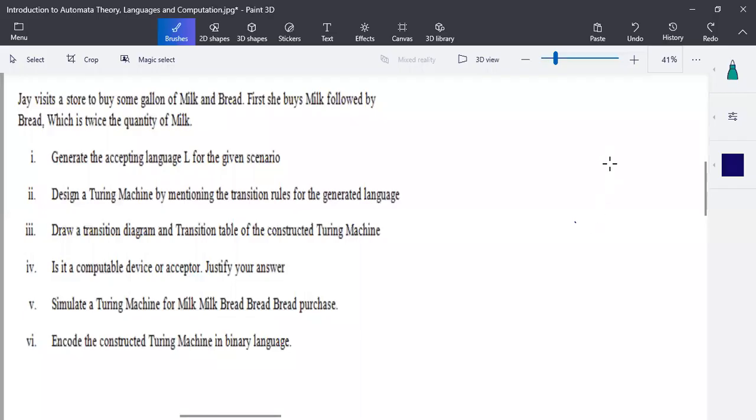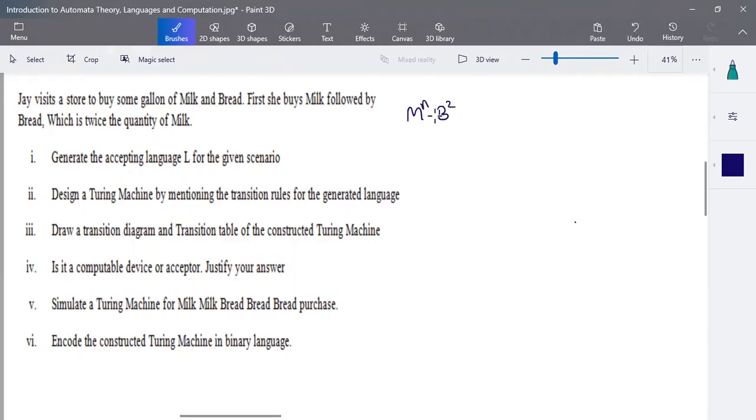Hello everyone. In today's session, we are going to discuss a scenario-based example for Turing machine construction. So the first question is, Jay visited a store to buy some gallons of milk and bread. A person is going to buy milk and bread, and first she buys milk. So M comes first, followed by bread, which is twice the quantity of milk. So bread is twice the quantity.